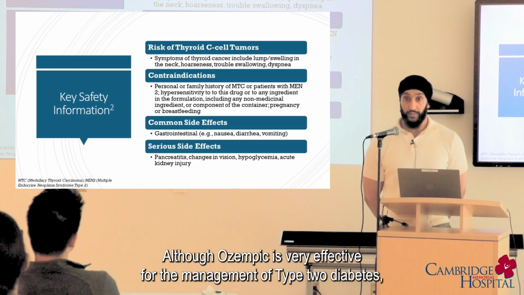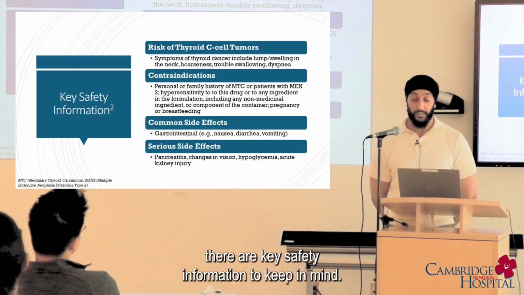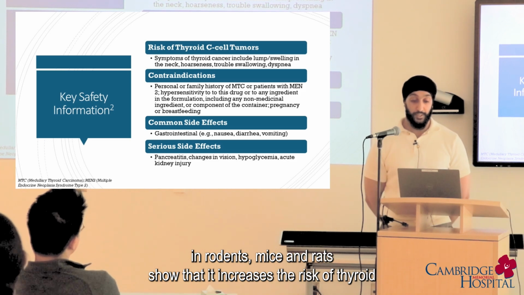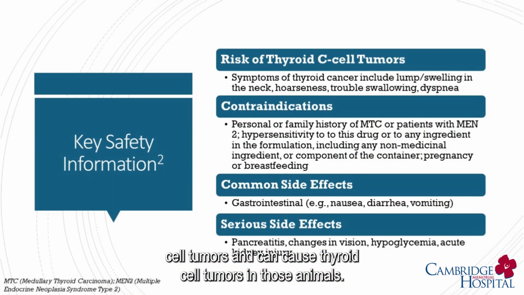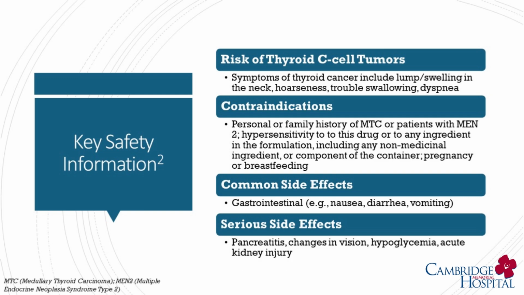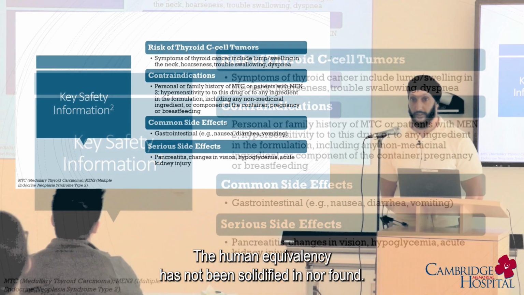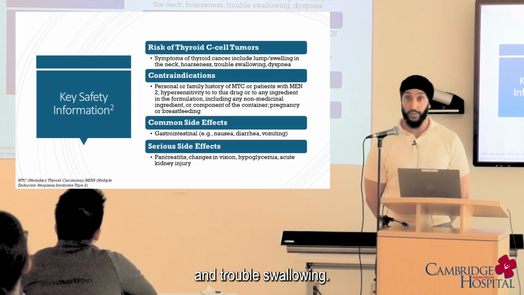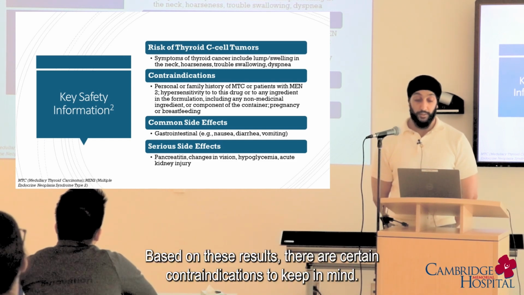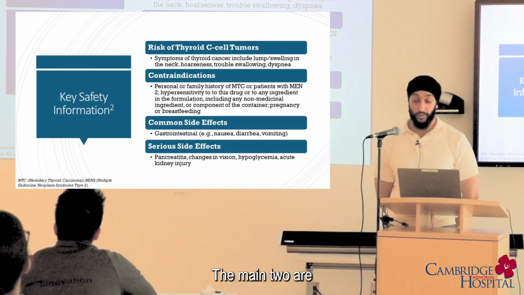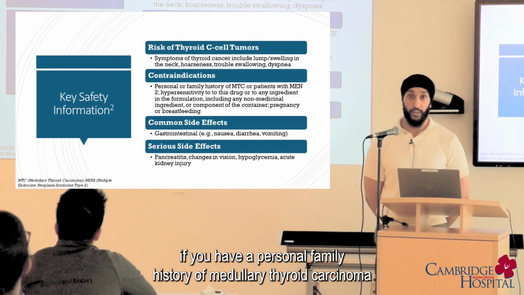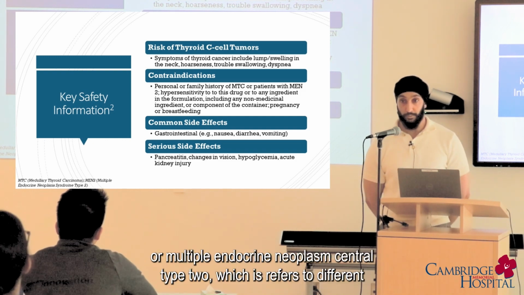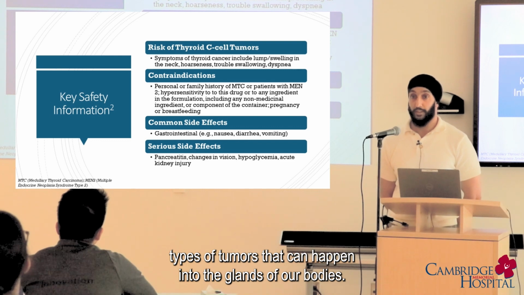Although Ozempic is very effective for the management of type 2 diabetes, there is key safety information to keep in mind. Studies done on rodents, mice, and rats show that it increases the risk of thyroid cell tumors and can cause thyroid cell tumors in those animals. The human equivalency has not been solidified nor found, but symptoms to keep in mind include lump or swelling of the neck and trouble swallowing. Based on these results, there are certain contraindications to keep in mind. The main two are if you have a personal or family history of medullary thyroid carcinoma or multiple endocrine neoplasia syndrome type 2, which just refers to different types of tumors that can happen in the glands of our bodies.